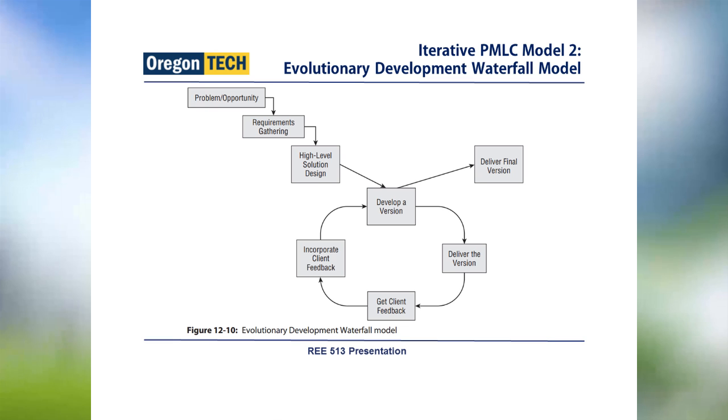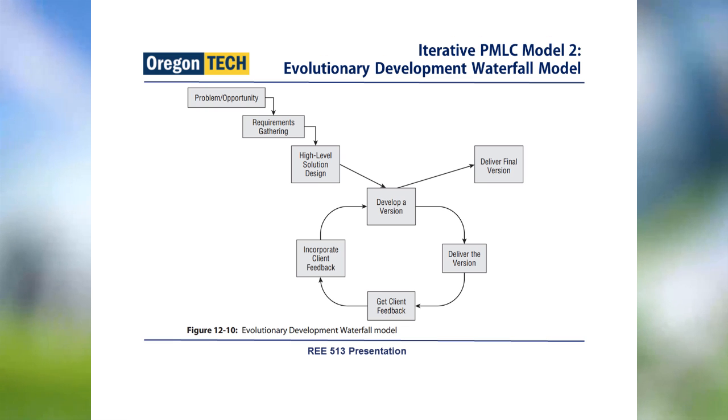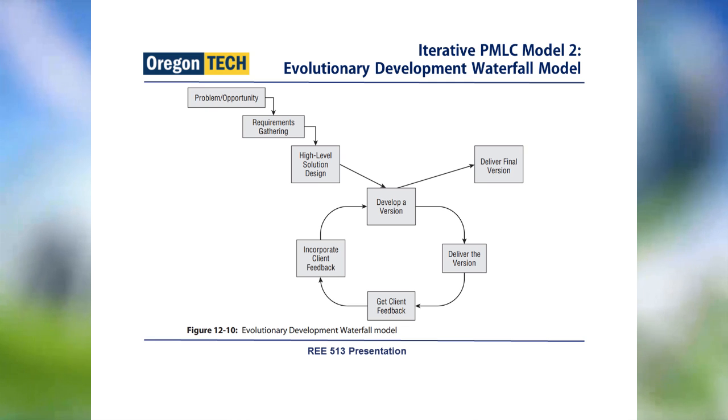The second type of iterative PMLC model is the evolutionary development waterfall model. After we get the requirements, we design a high-level solution. High level, because we don't know the solution. We just design it generally, and then we develop the details, version by version, updating it until the customer is satisfied.